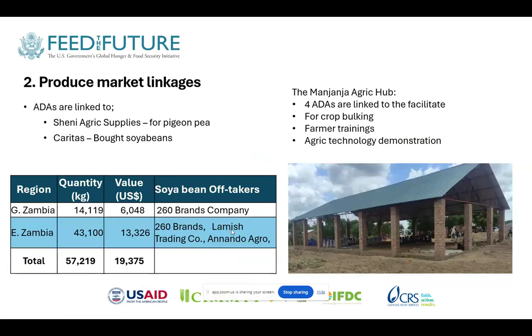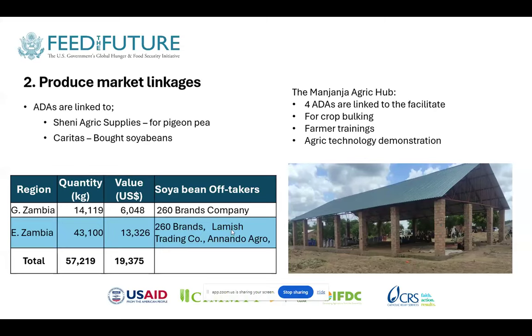Then for produce marketing, pigeon pea is mainly bought by Sheni Agri Supplies, who we expect to now demand more pigeon pea because of some help that he has received because of the intervention of CRS. Then Caritas Chipata also bought soybeans from the farmers under the ADAs. Other companies that bought were 260 Brands, Lamish Trading, and Anando Agro Company.